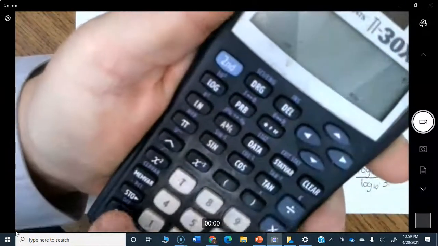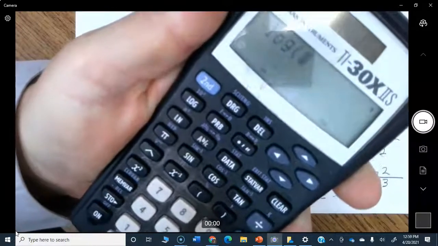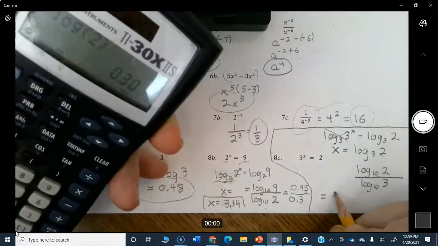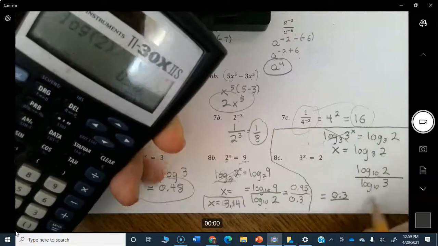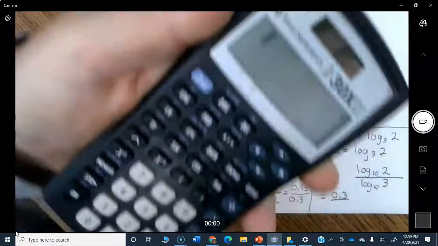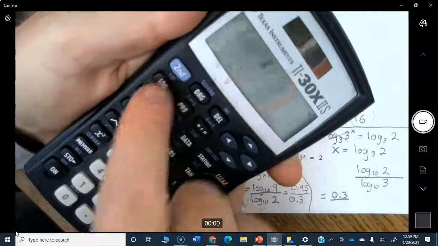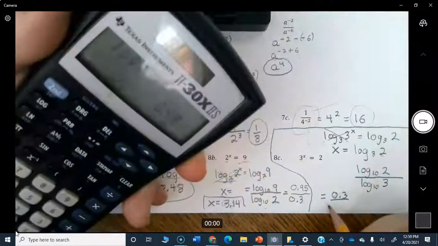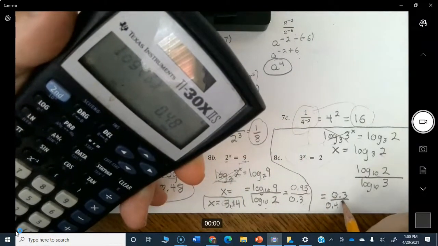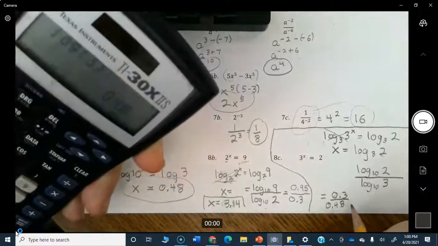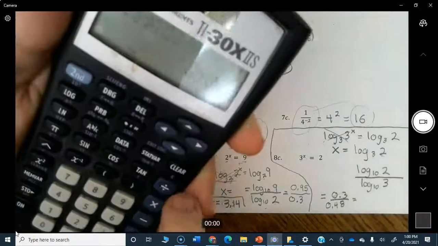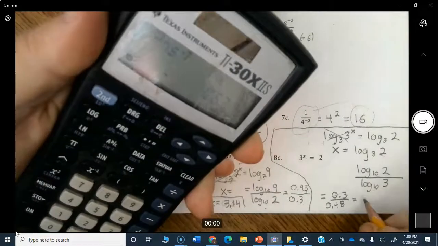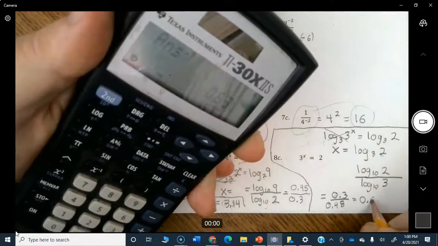So we can come over here, log of 2. Just do that on your calculator. Log 2 is 0.3. And log of 3, close the parenthesis, gives us 0.48. And when we divide those two, 0.3 divided by 0.48, that gives us 0.63, and that's our final answer.